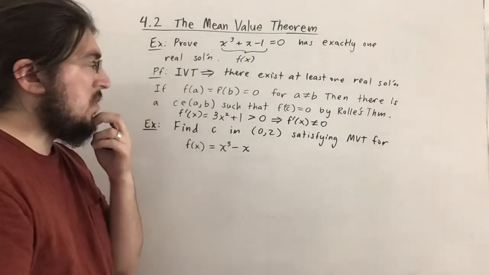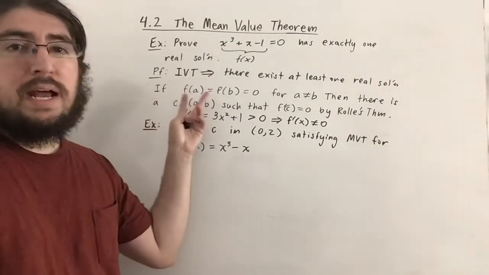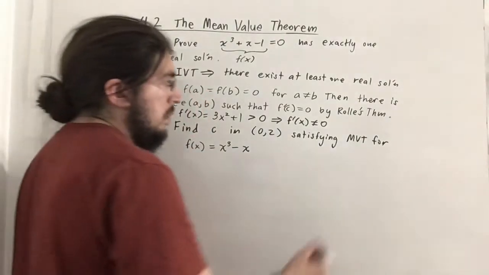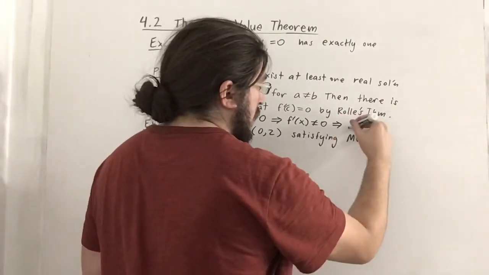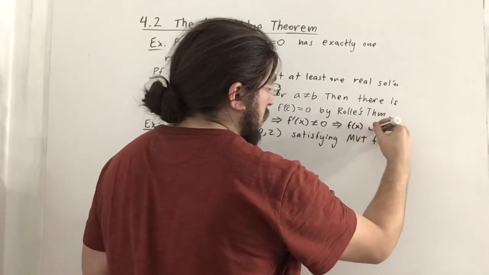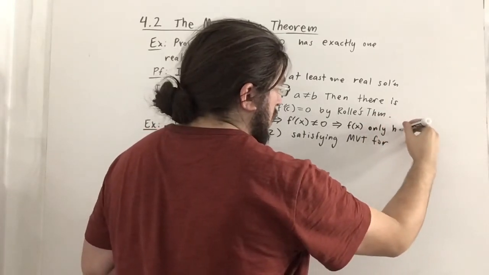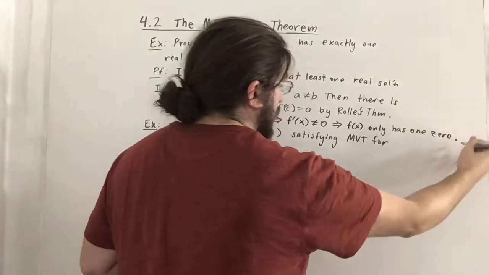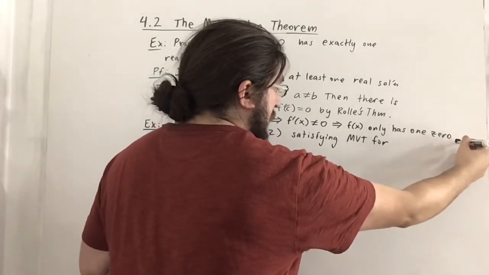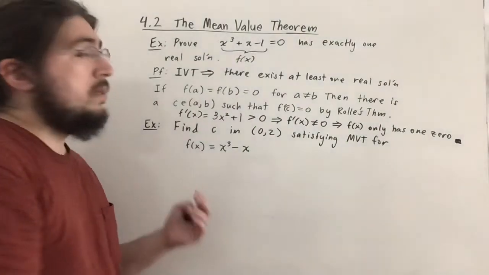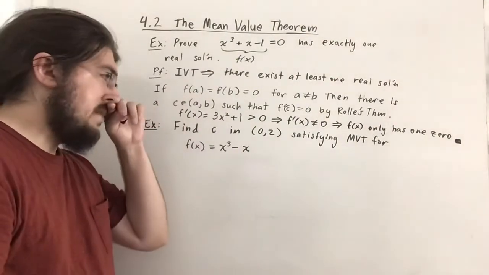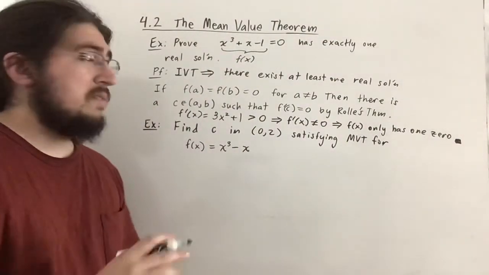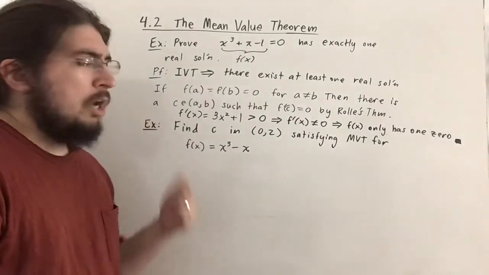So what that tells you is that there's no way you can have two zeros of f. So this implies that f of x only has one zero. That completes the proof, because that implies that the equation only has one root, or solution in this case. But solution and root mean the same thing, so that's fine. So I hope that wasn't too hard to follow.